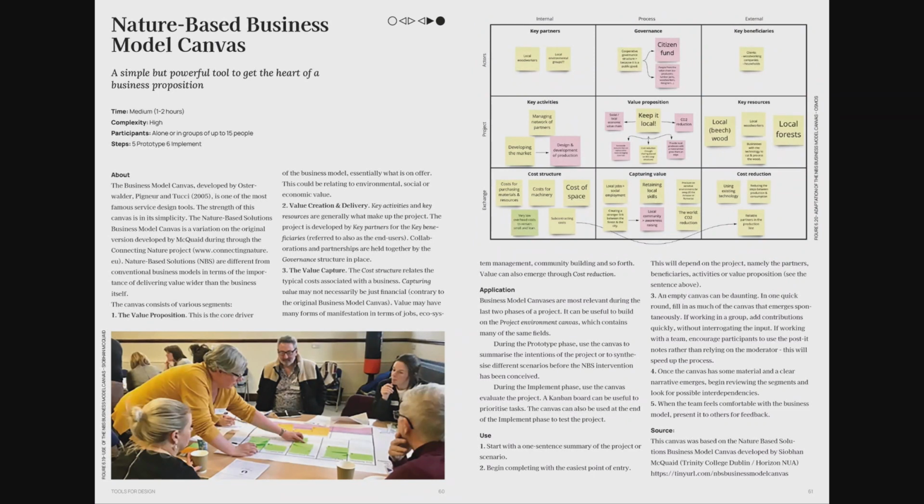And then we have the nature-based business model canvas, which will allow you to prepare, after you've made the prototype, to really start the implementation. Is everything ready to start implementing, or do I still need to go back and look for more information in order to do so?